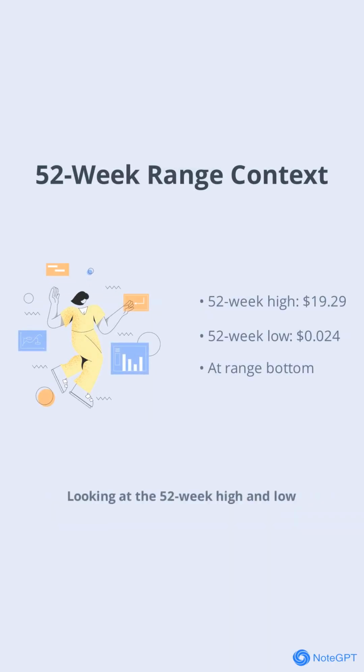Looking at the 52-week high and low, OCG's high was $19.29, while the low is just 0.024, almost exactly where the stock trades now. The 52-week position is 0.0052, meaning the price is at the very bottom of its annual range. This context highlights just how far the stock has fallen and underscores the severity of the current situation. For some, this could signal a bargain, but for others, it's a warning sign of deeper issues.